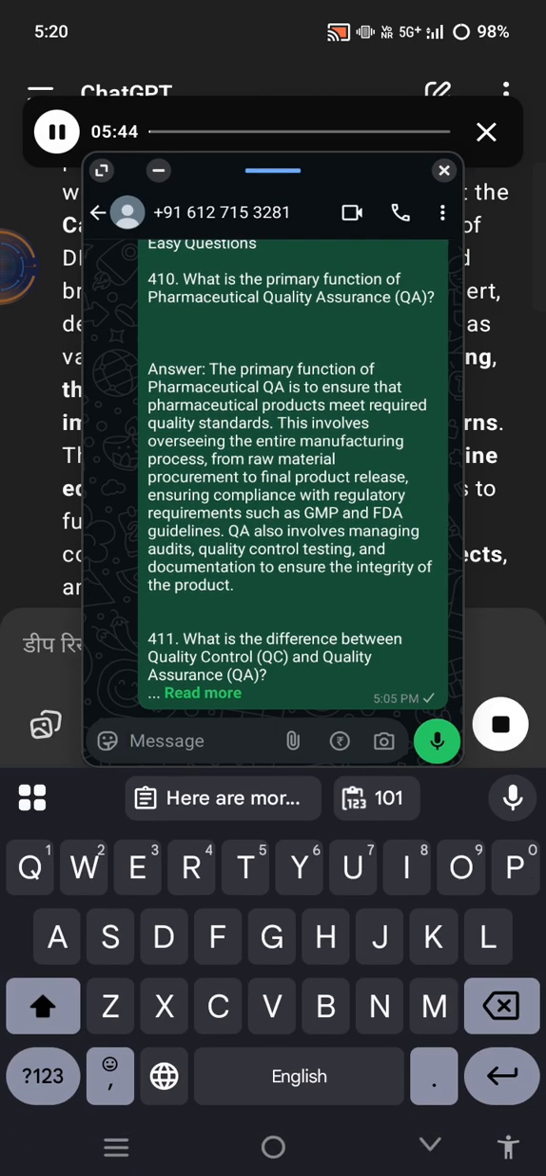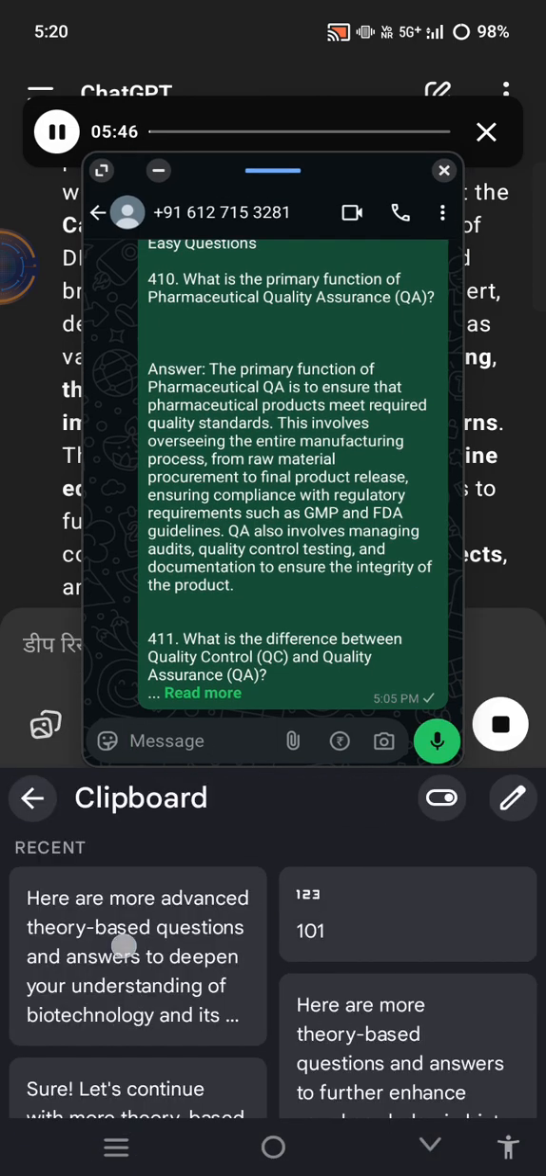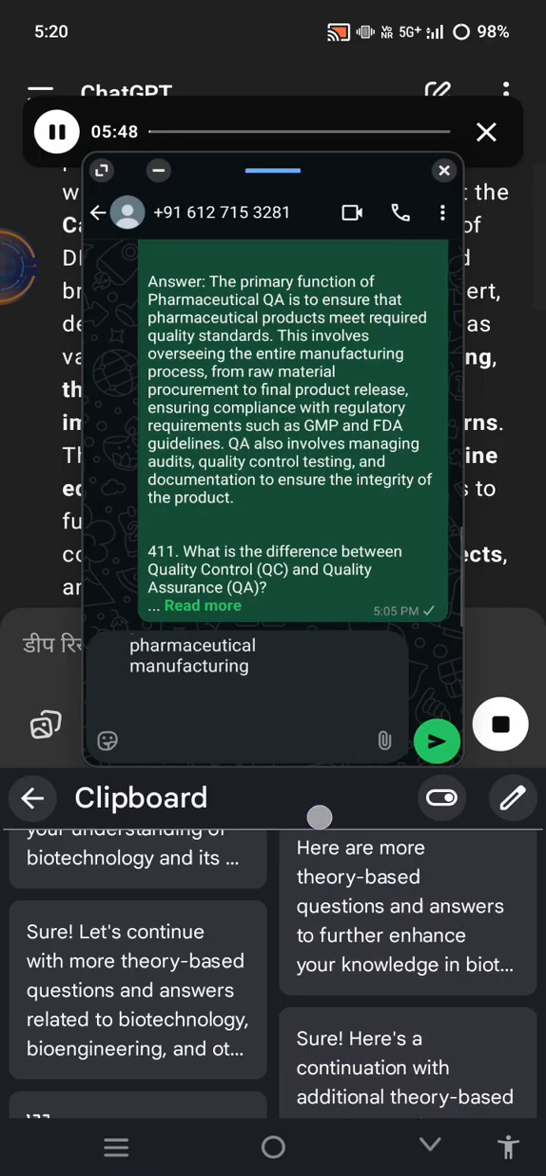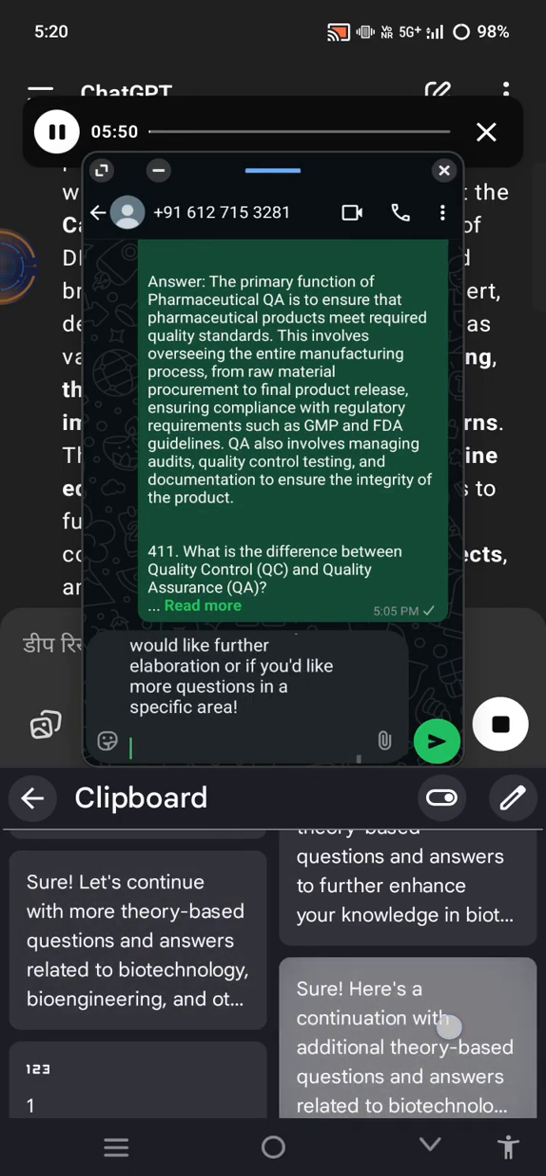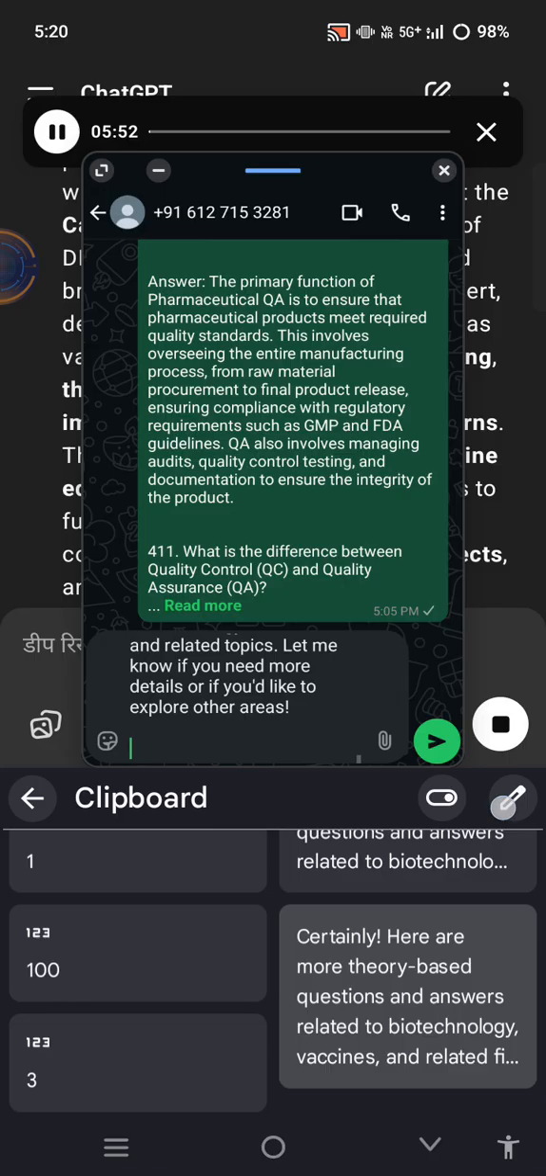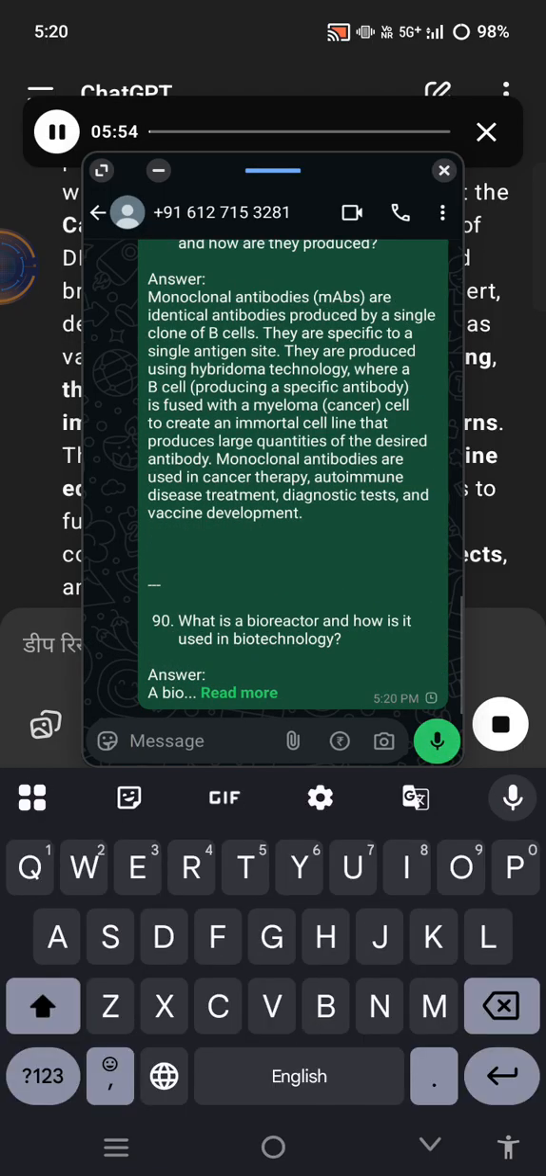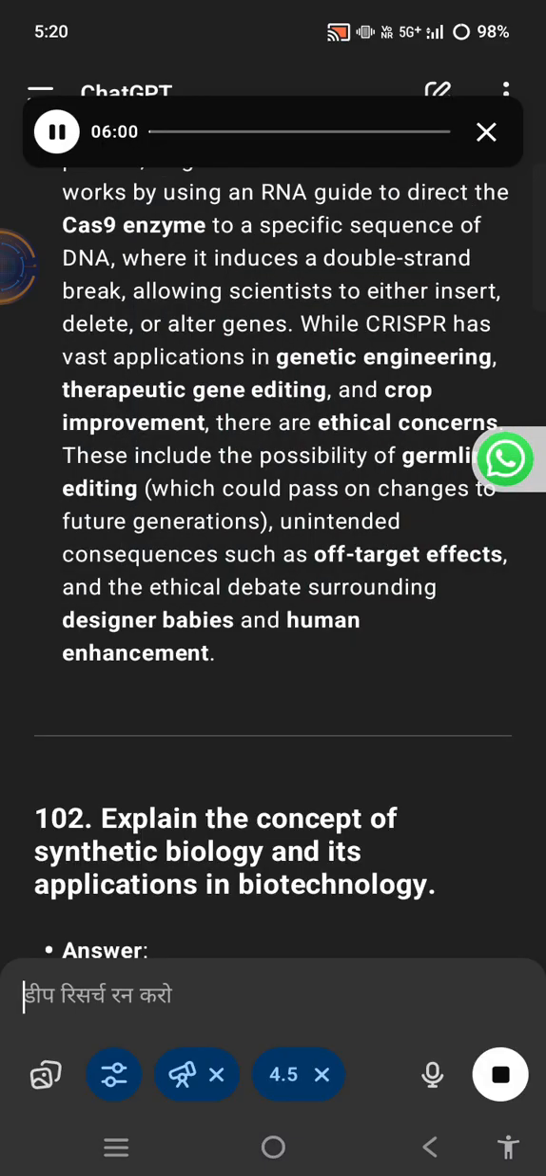40. What are stem cells, and what is their role in biotechnology? Answer. Stem cells are undifferentiated cells that have the ability to develop into various specialized cell types. There are two main types of stem cells: embryonic stem cells, which can differentiate into any cell type, and adult stem cells, which are more limited in the types of cells they can become.